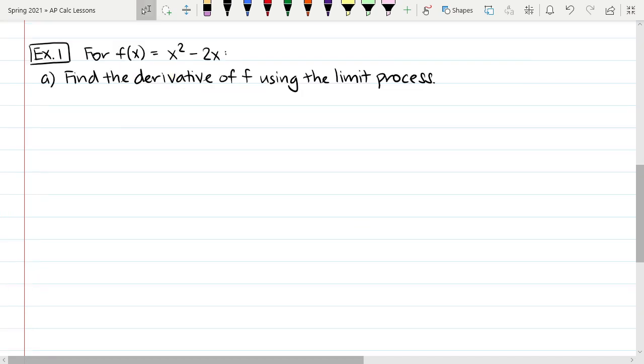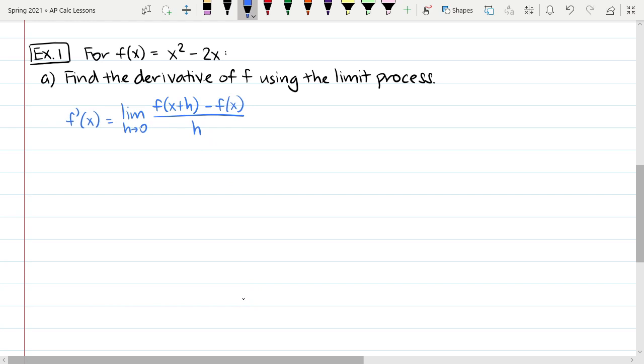Okay, so let's look at an example here. So example 1. For the function f of x equals x squared minus 2x, first, we're going to find the derivative of f using the limit process. Okay, so remember, that means we are using f prime of x equals the limit as h approaches 0 of f of x plus h minus f of x all over h.